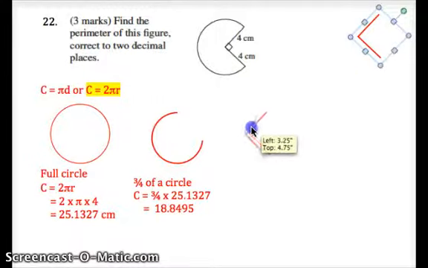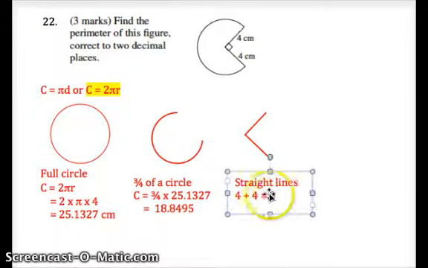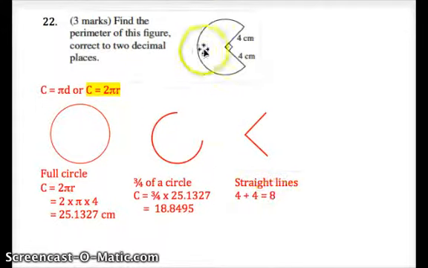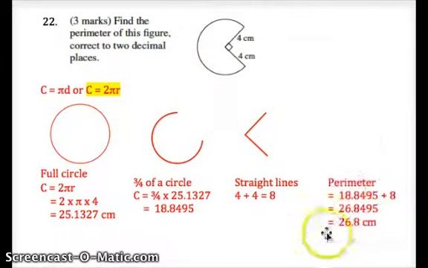Now we just need the 2 straight line bits, and I'll just put them there. We can see that those 2 straight line bits are 4 plus 4, which means the total of the straight line bits is 8. So now we've worked out all the bits that we need, and therefore the perimeter of the shape is just adding all of these things together. We add up the curved bit, which is 18.84, and we add on the straight line bits, which are 8.